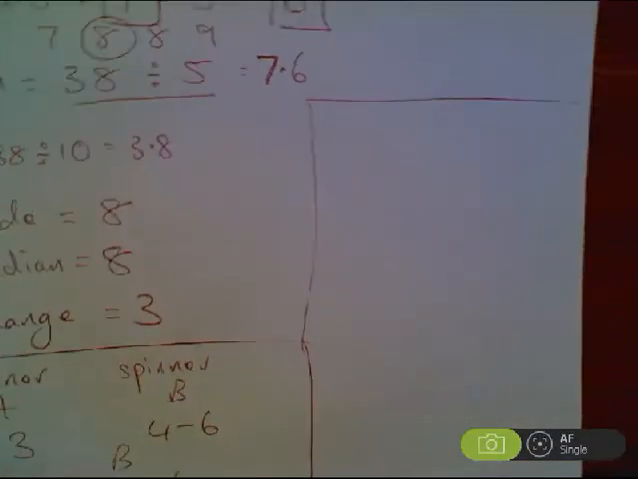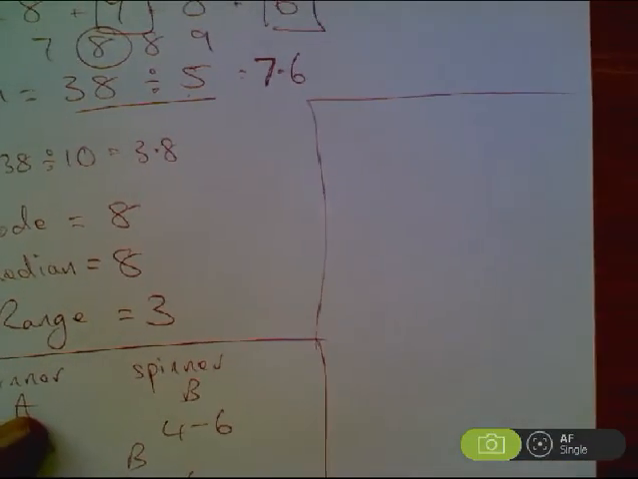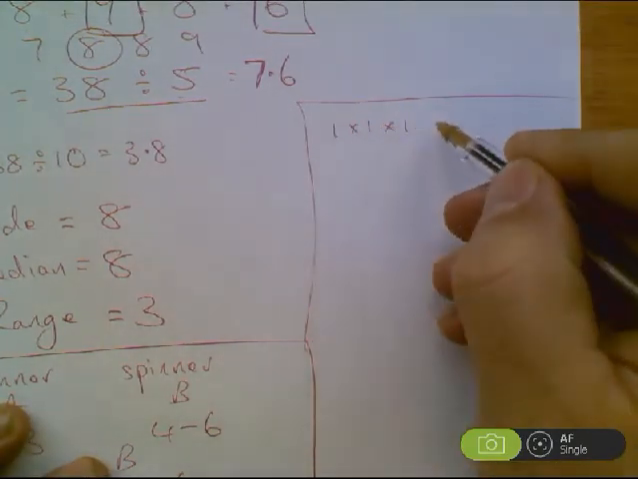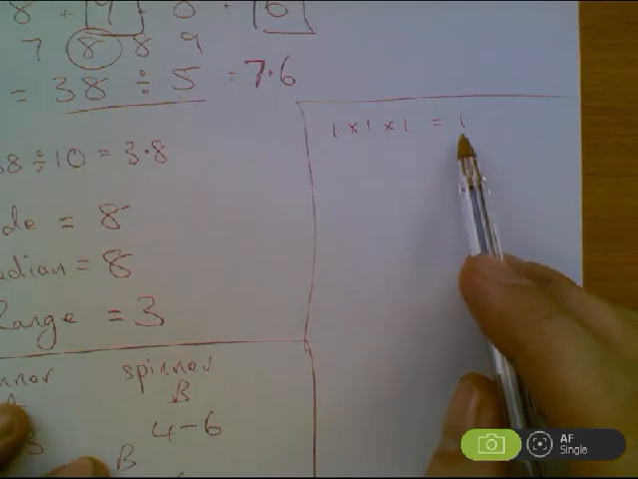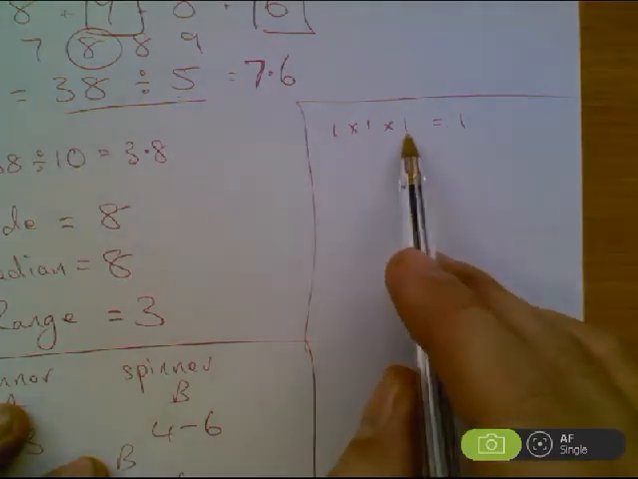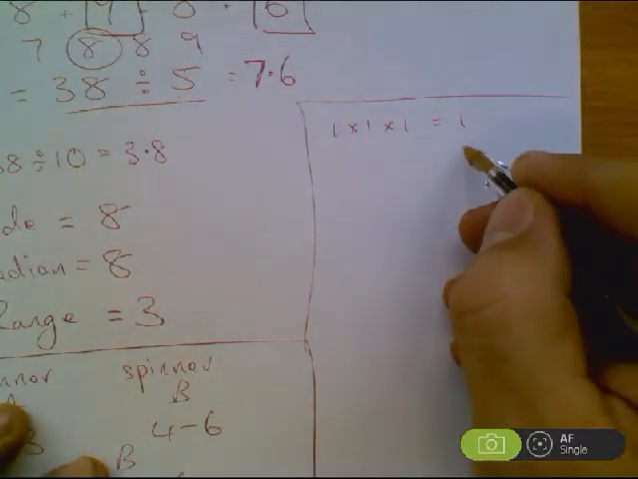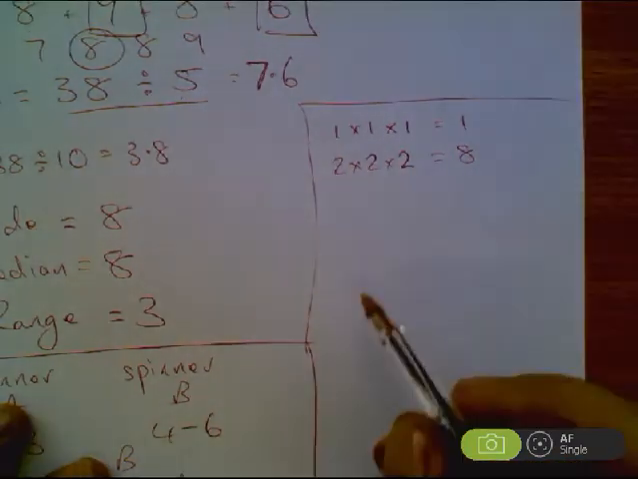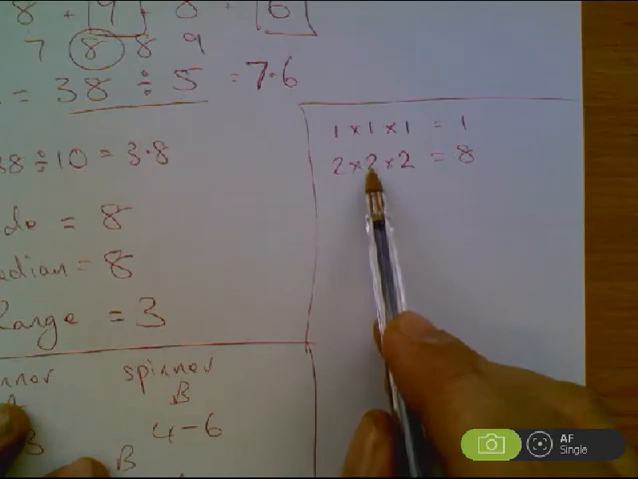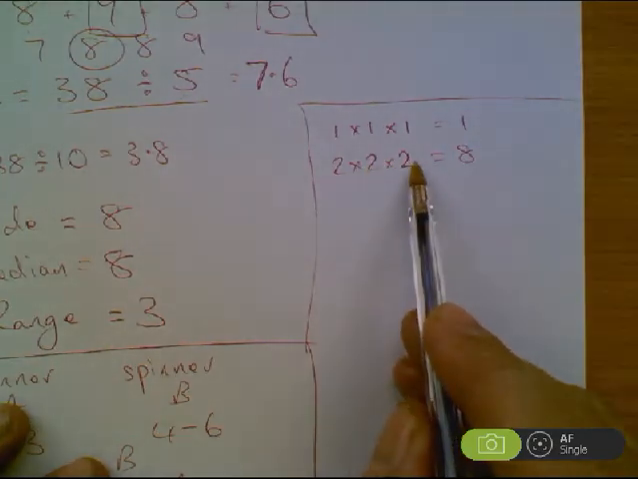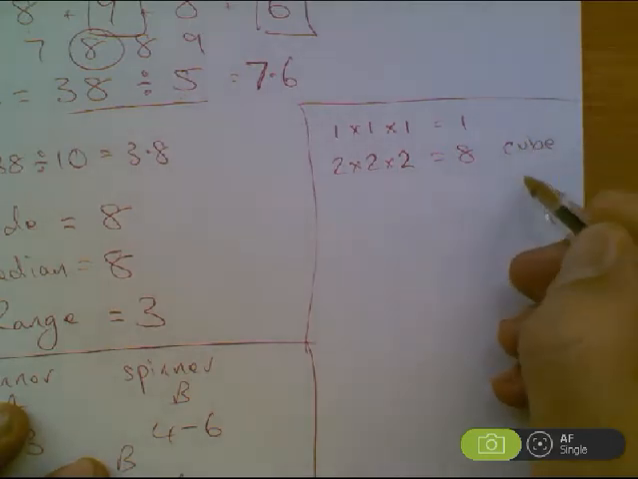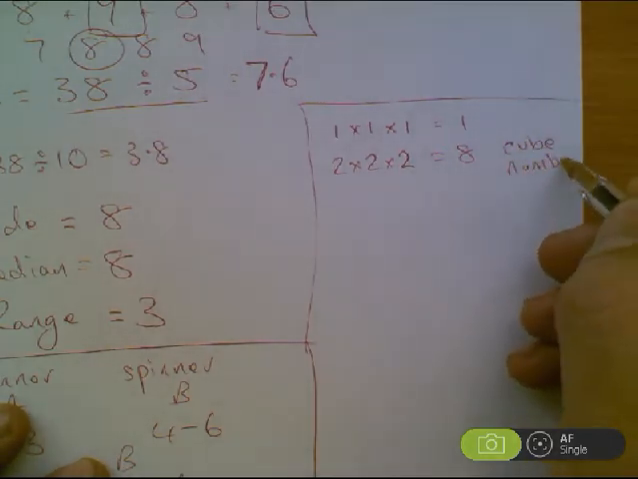Right, while we're looking at square numbers, we might as well quickly look at cube numbers as well. So cube numbers are kind of going a step further from square numbers. So 1's a cube number because it's the answer to 1 times 1 times 1. 8 is a cube number because it's the answer to 2 times 2 times 2. So this process of multiplying a number by itself and then again is called cubing, and the results of that are called cube numbers or cubes.